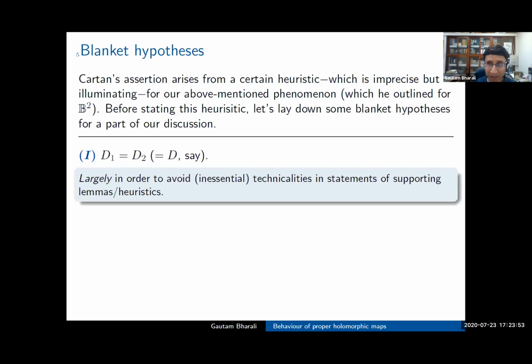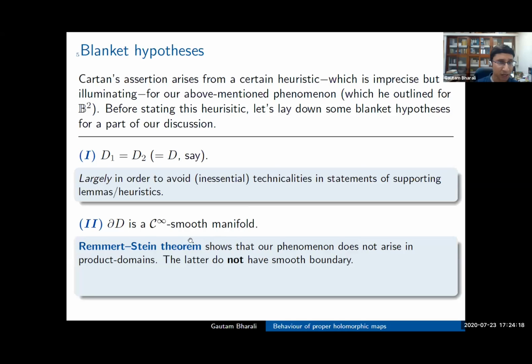So for the purposes of discussing heuristics, for the phenomenon that this talk focuses on, I don't lose anything in assuming D1 is equal to D2. Although I will have more to say about this going forward, I'm making this blanket assumption largely to avoid burning up your time and my time in talking about inessential technicalities. All right, so this is the first blanket assumption. The second assumption: I've assumed that D1 and D2 are one and the same domain, let's call it D. The next blanket assumption is that this boundary is a C infinity smooth manifold.